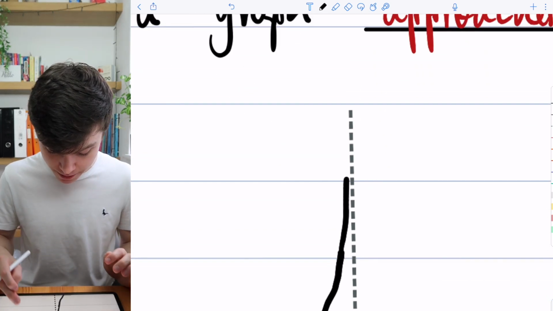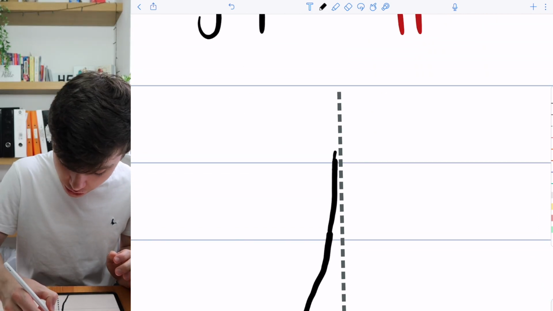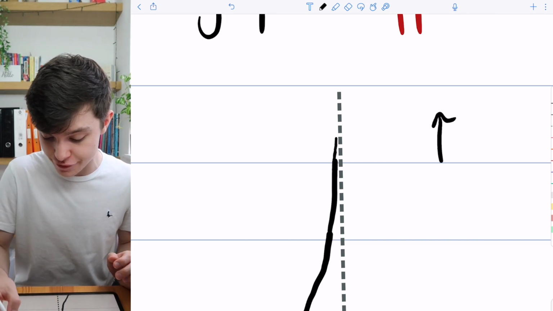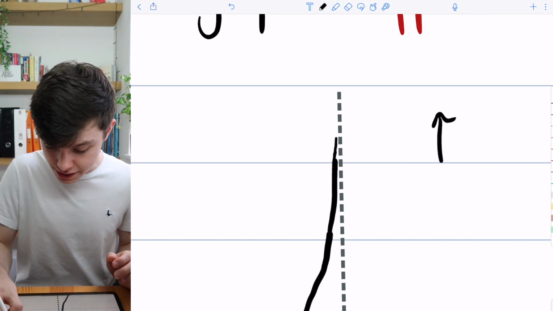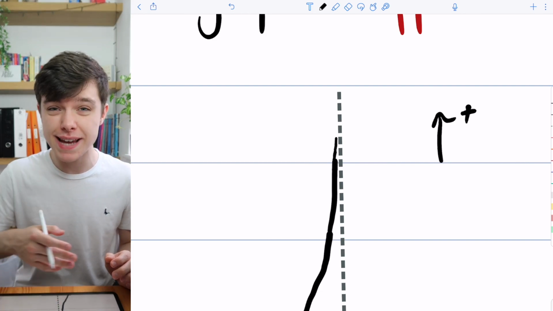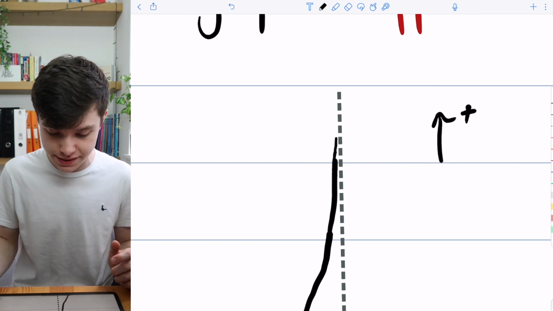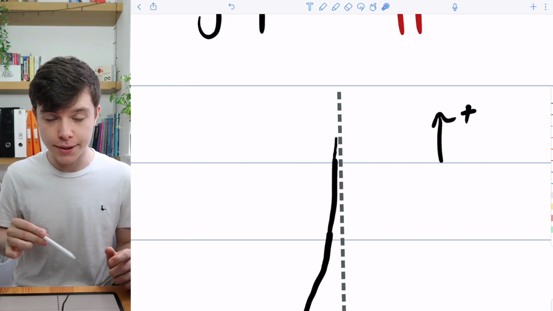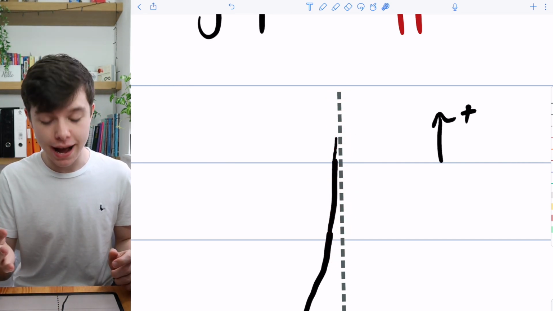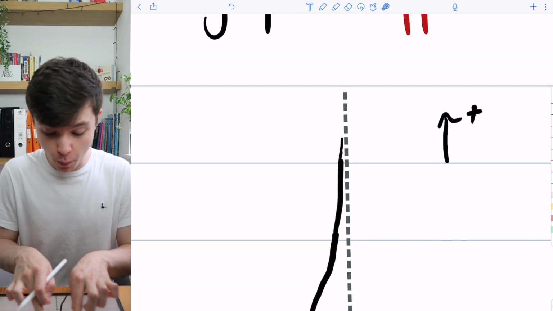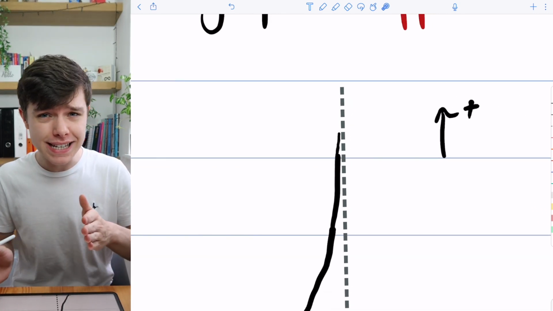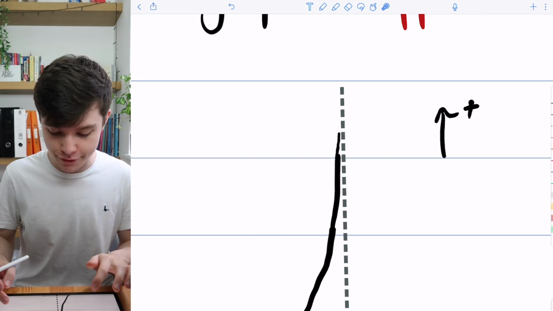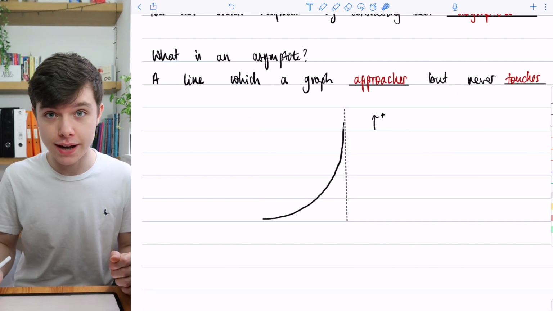And if we zoom in, we were just going to get closer and closer, but never touch. If this is the positive direction, this graph we would say is tending to positive infinity. It's just going to carry on and never touch this line. If you've got maybe a graphing package, you can always zoom in and see that the line is getting closer and closer, but it's never going to touch no matter how far you carry on. So that's what an asymptote is, okay?